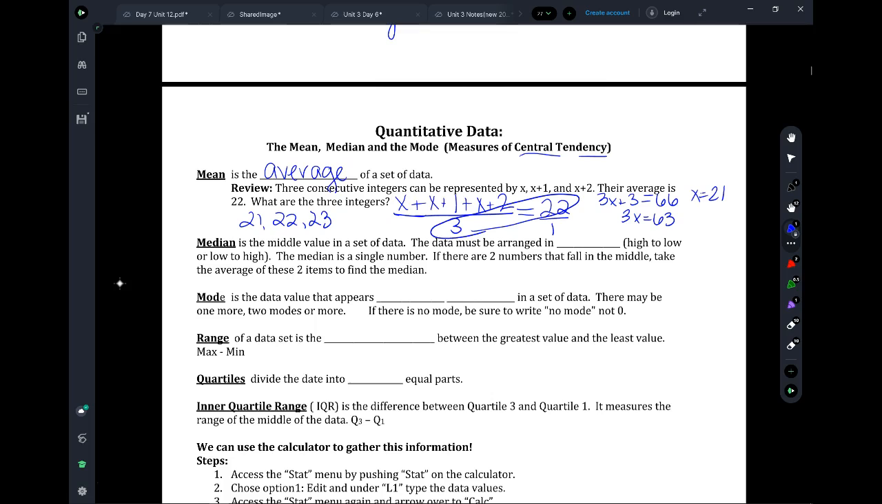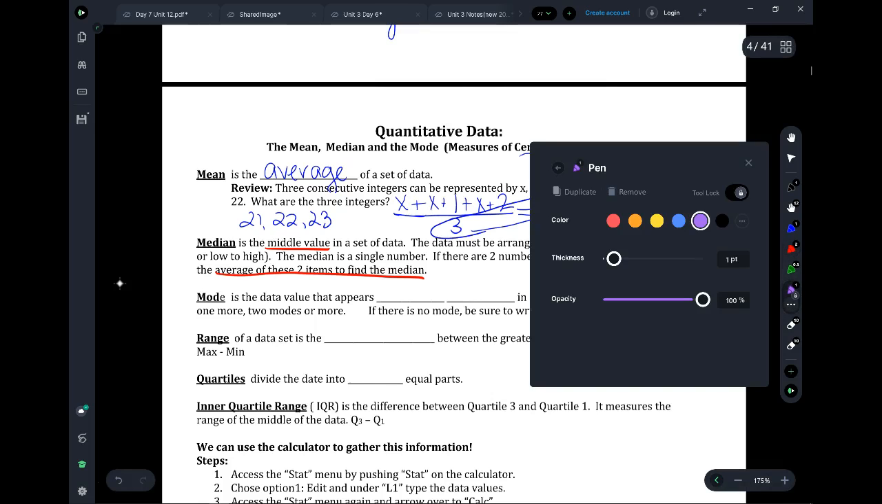The median is what we consider the middle data point. So it has to be arranged in numerical order. As long as it's in numerical order, we can pick the middle. If there are 2 middle numbers, then you're just going to take the average of those 2 middle numbers to find the middle point if there are 2 that fall in the middle.